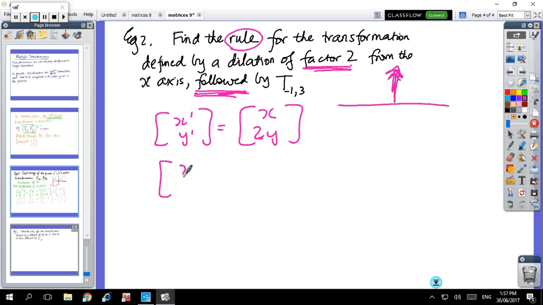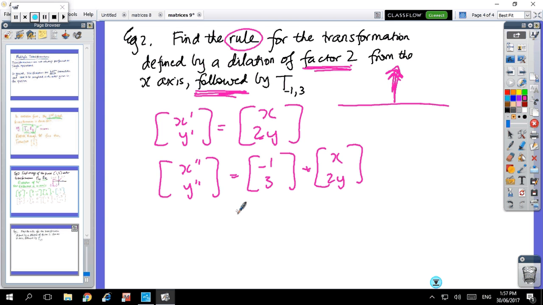Okay, and then x double dash y double dash, and we've got a translation of minus 1 3, which we're doing to the x and the 2y. So we get x minus 1, 2y plus 3, and that's the answer. So that is the rule for the dilation followed by the translation. And there'll be exercises to do on Moodle.